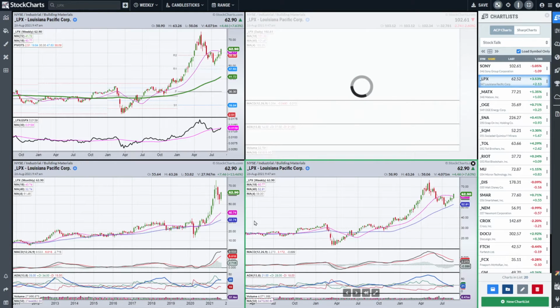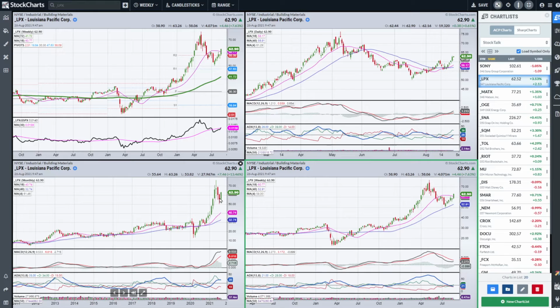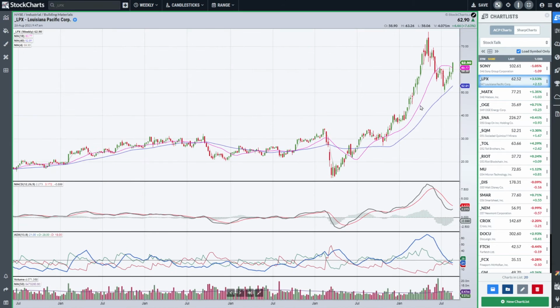Louisiana Pacific has gone through a pullback on the monthly chart, and we can see during the pullback on the weekly, we actually broke the 18-week. What's bothering me a little bit about this is that we just turned the 18-week down, and now we're trying to bust right back down through it. We've got MACD kind of going the wrong way, and ADX just dropped under 25.